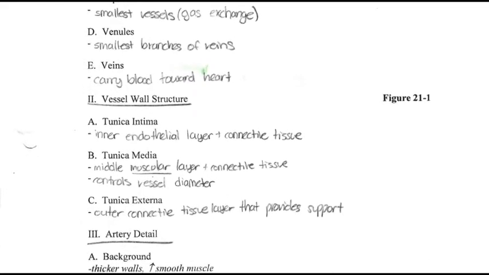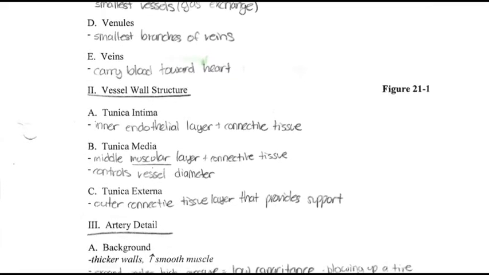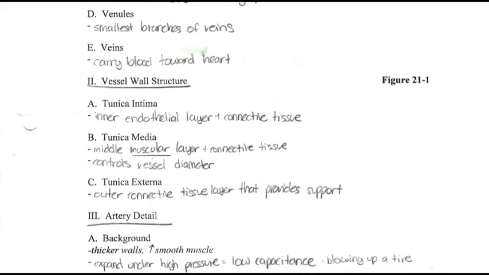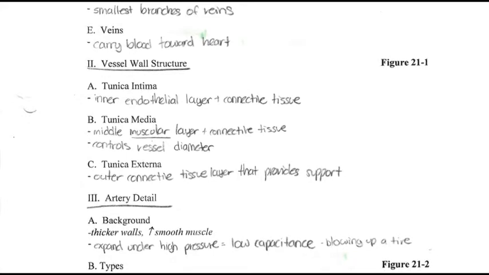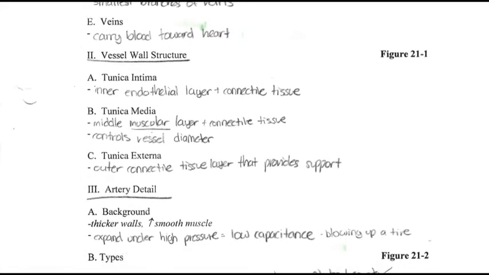Arteries have thicker walls and more smooth muscle. Arteries expand under high pressure, and the term for this is low capacitance.